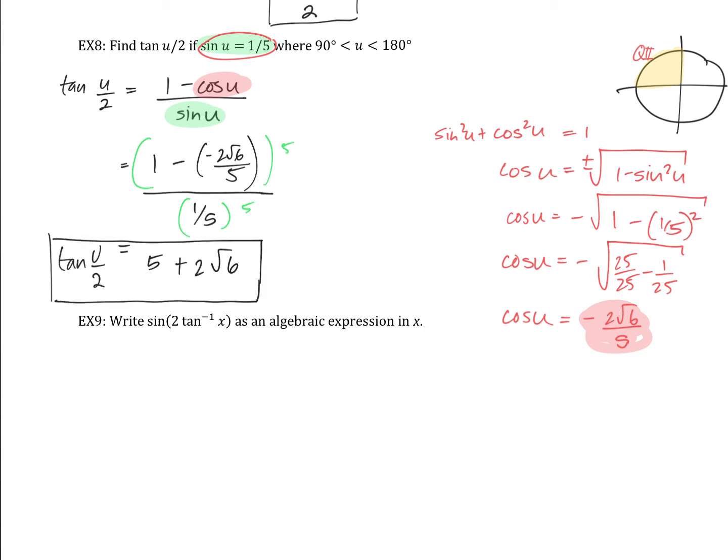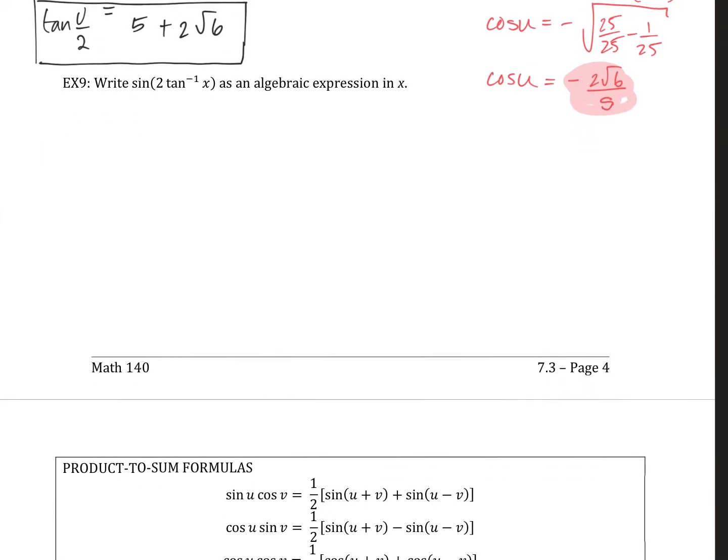And as usual, and I think I've mentioned it before, but this formula, or this identity right here, is often one of the most used ones, so definitely good to have that one memorized if you don't already have it memorized. Now let's take a look at example 9.